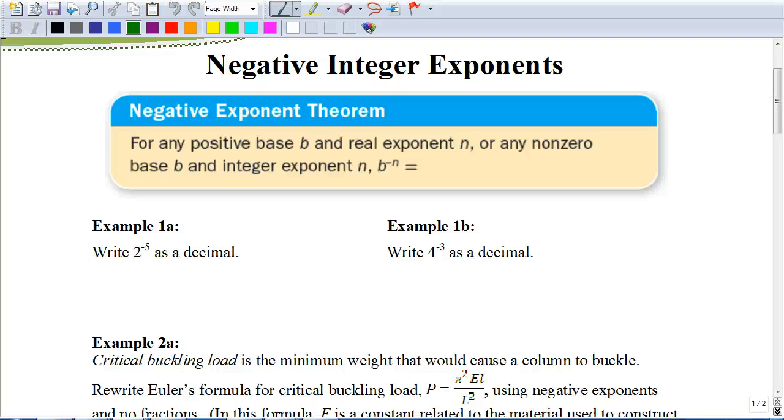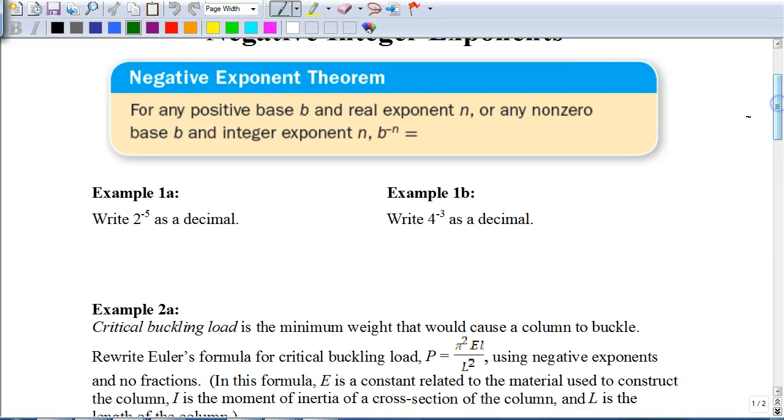Okay, so again, in this chapter, we've been talking a lot about exponents, so we're going to continue with that today. Today, we're going to look at what happens when you have a negative exponent. That's what this box is referring to, the negative exponent theorem.